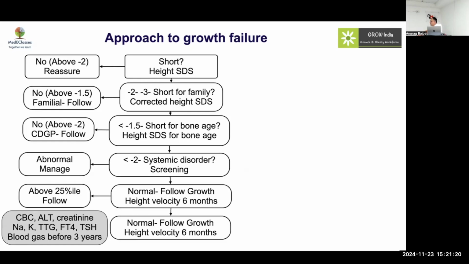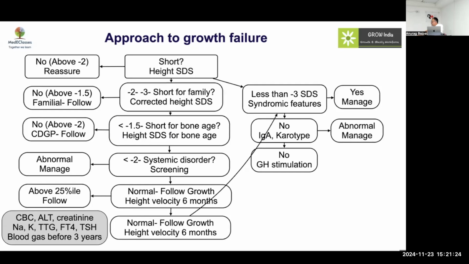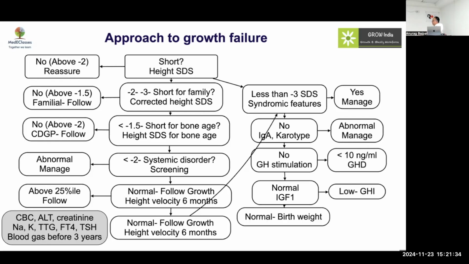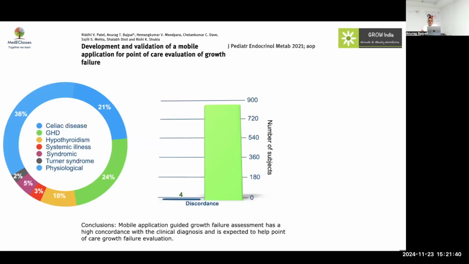Otherwise, you do a growth hormone stimulation test only if there are clinical parameters. I'm not going to detail this exactly, but this is what is already imprinted in the growth interpreter. The algorithm will then decide which way to go forward in terms of evaluation, assessment and management. So this is the tool which we published in 2021, and we found over 98% concordance of the mobile application with the clinical diagnosis.